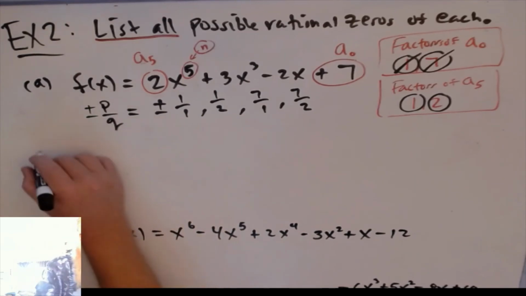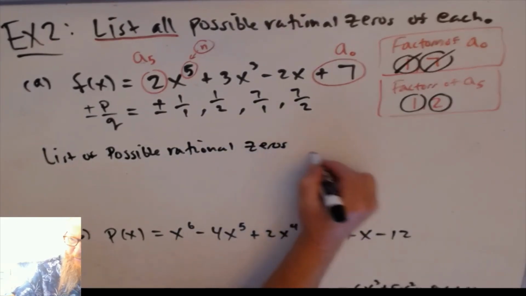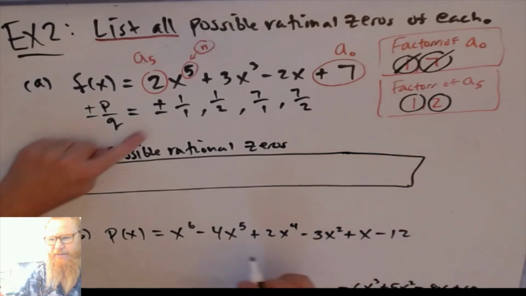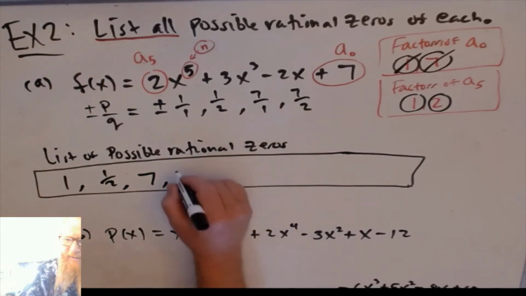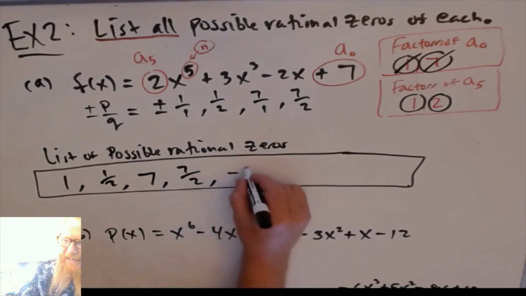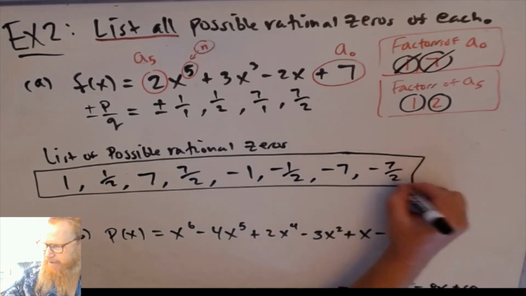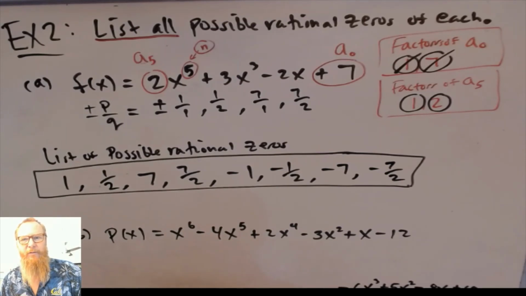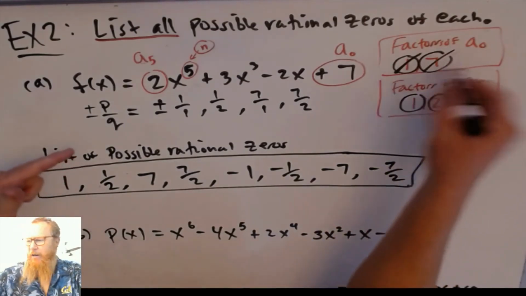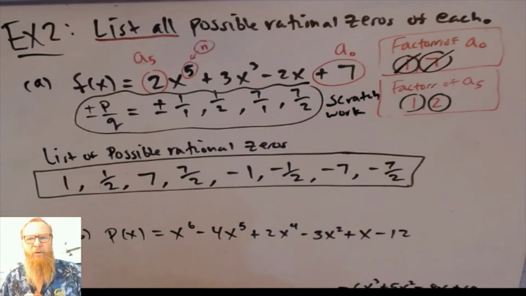So the list of possible rational zeros is 1, 1/2, 7, 7/2, -1, -1/2, -7, and -7/2. And I don't care what order you put it in. Those are your possible rational zeros. So all of this up here was just scratch work. If you can do all that scratch work without scratching it out, then that's fine.